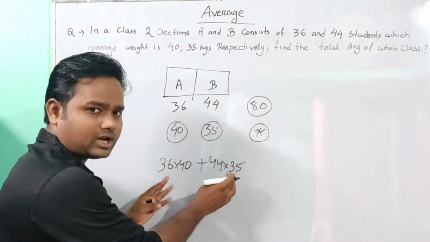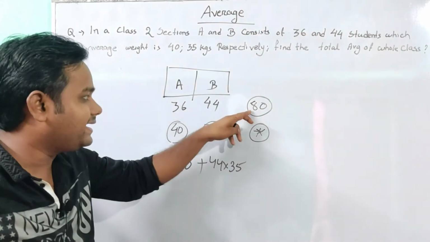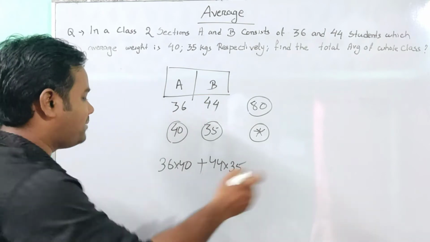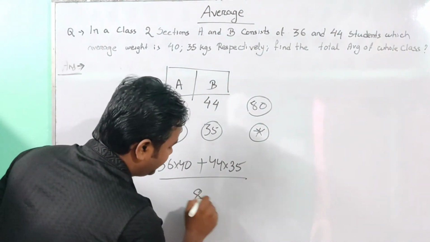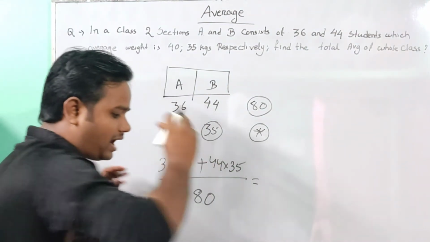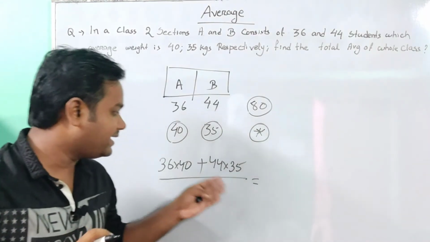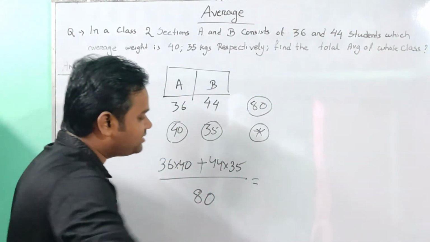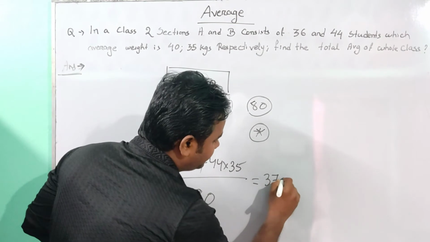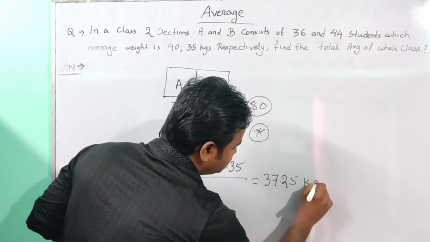If this is the total weight and the total number of students is 80, then what will be the average? Average means we have to divide it by 80. After division, we get the average value, which is equal to 37.25 kg.